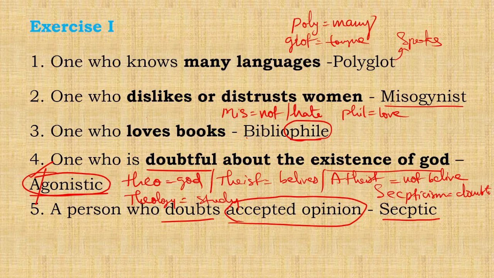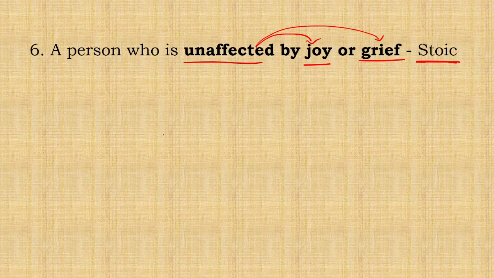Now, just before, we had discussed one question. What was that question? A person who doubts accepted opinions, that fellow is a skeptic. This one is stoic. A stoic is a person who is unaffected by sadness or happiness. After a breakup, some people feel very happy, some feel very sad, but there are a few people who don't feel anything. It is just like a regular activity. You can comment some of your friends in the comment box if you want. That is for fun. Okay, next.